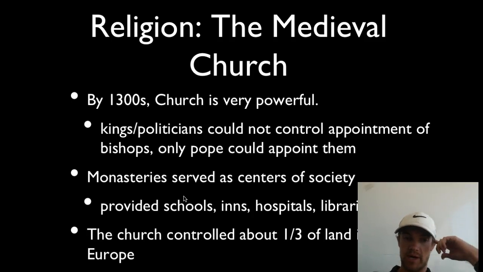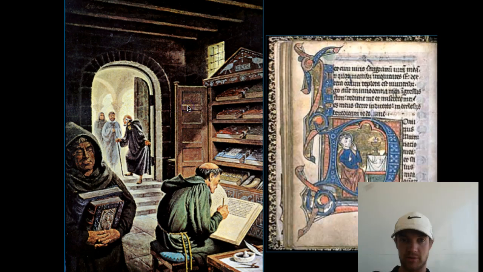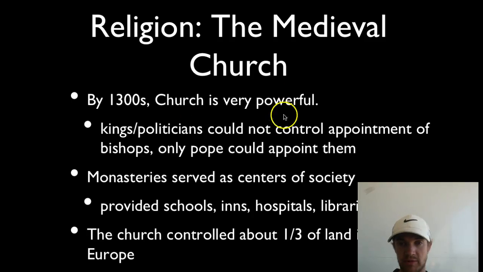Let's talk about religion. By the 1300s, the church has become very powerful. So when we talk about church, we're talking about Big C, the Catholic Church. We're talking about monasteries that would look like this, that are very powerful because they control education and information. You've got to remember, most of society is illiterate. People don't read, so how do they get their information? They go to church, and the priest gives them the information, and that's where they get most of their information, and that's power, because information is power.